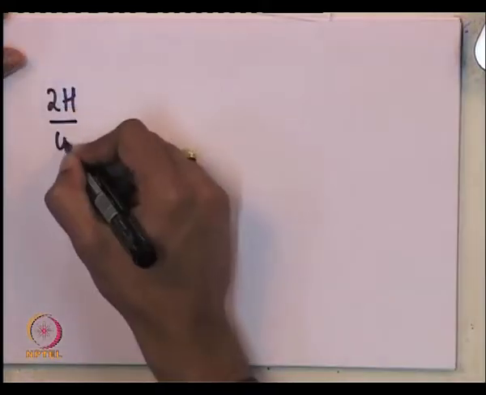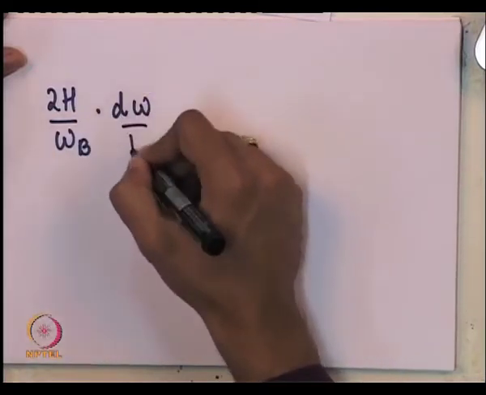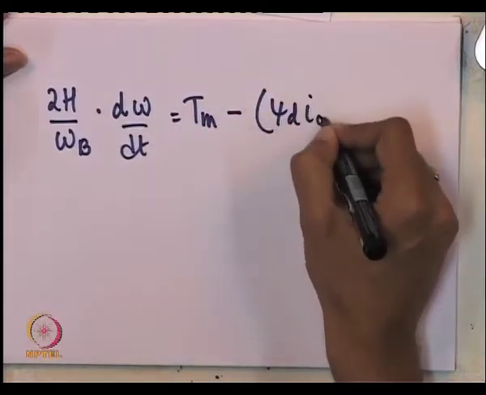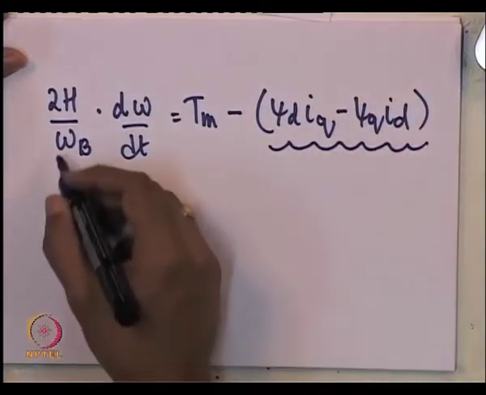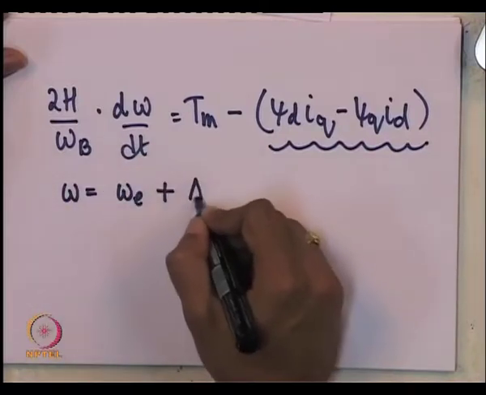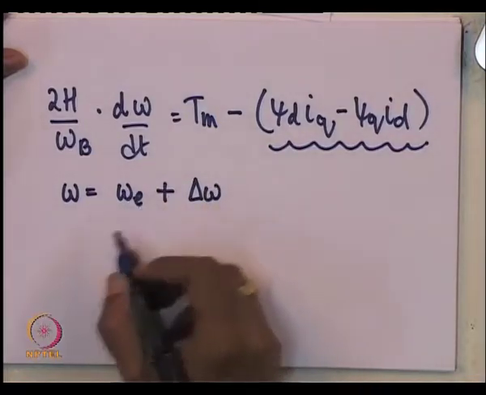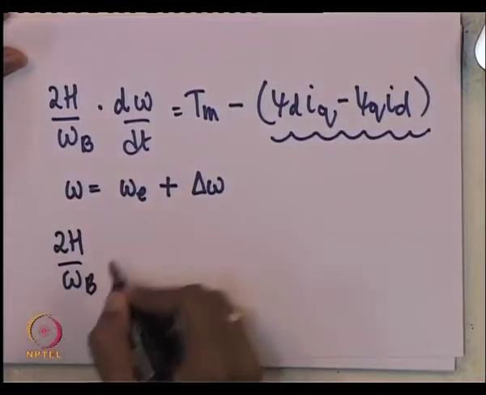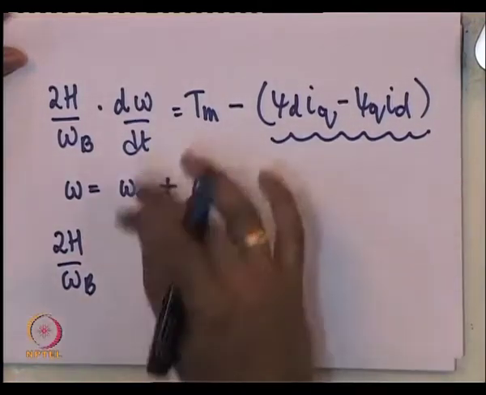We will just look at this equation, 2H by omega b d omega by dt, you can actually linearize every equation, equal to T m minus psi d I q minus psi q I d. This is of course a nonlinear term. Now, we assume omega is equal to omega equilibrium plus the deviation from the equilibrium. This is a known quantity. So, we can reformulate these equations. You can write this as 2 h by omega b d of omega e plus delta omega. Omega e is a constant, it is the equilibrium value of the speed.